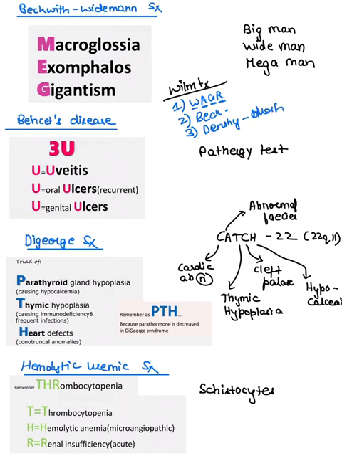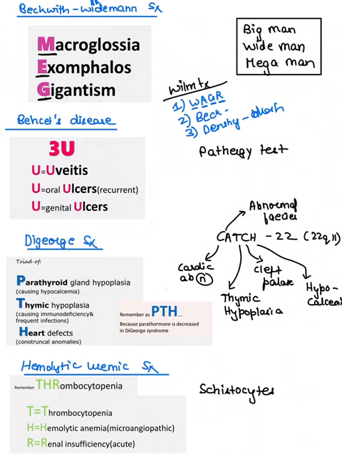So what are the features guys? Macroglossia. See, Beckwith-Wiedemann, what does Wiedemann mean? It means larger, so think of mega. M for macroglossia, E for exophthalmos, G for gigantism, because wide, mega, everything is big.